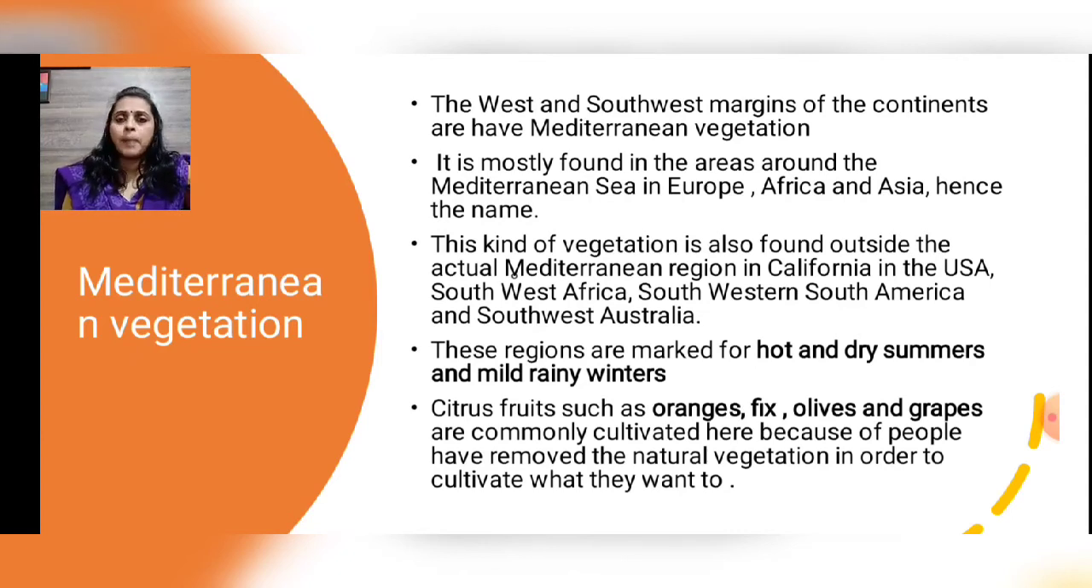You have the map book as well. So do it. This kind of vegetation is also found outside the actual Mediterranean region in California in USA, Southwest Africa, South America, and Southwestern Australia. These regions are marked by hot and dry summers and mild rainy winters.